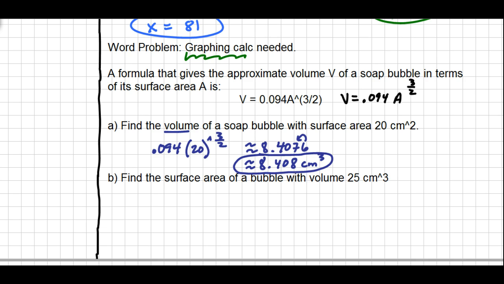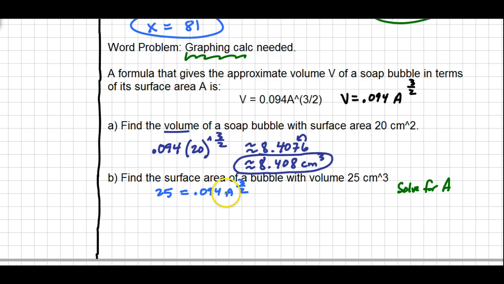Our last question we're going to do here is they say find the surface area this time with a volume of 25. So I fill in a 25 for V this time, and then I write down 0.094 A to the 3/2. We're going to take a few notes along the side here as we solve. We're trying to solve for A, and when we're trying to solve for A, that means we need to get the A isolated. A is currently being multiplied by 0.094, and it's also being raised to a rational power.